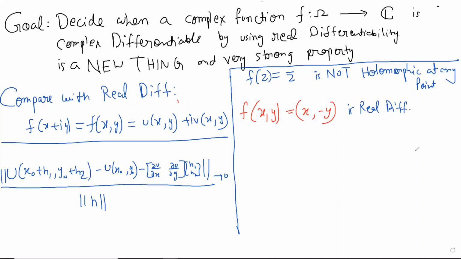But it is in fact more than that. That's what we want to see. We have already seen that it is real differentiable but not complex differentiable, but we want to see more than that. Let us try to understand what this is. This is a function from R2 to R2, right?